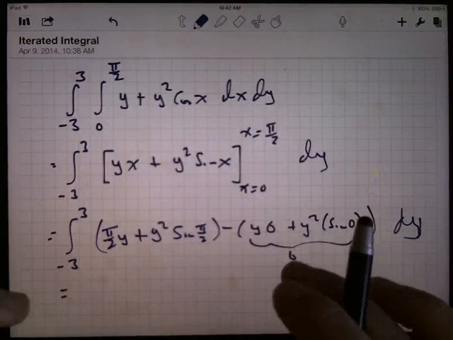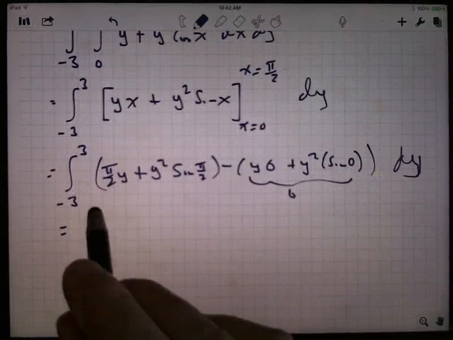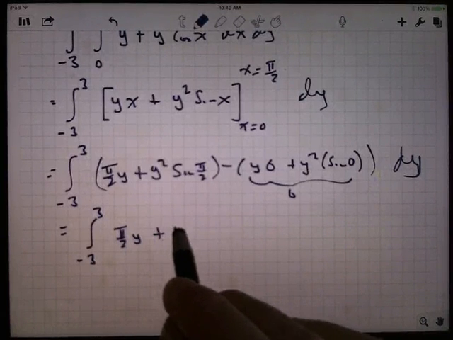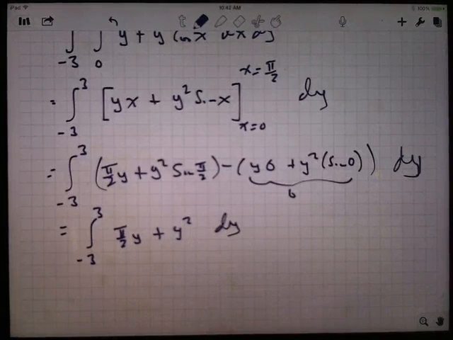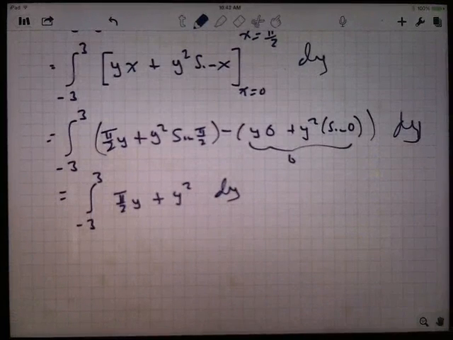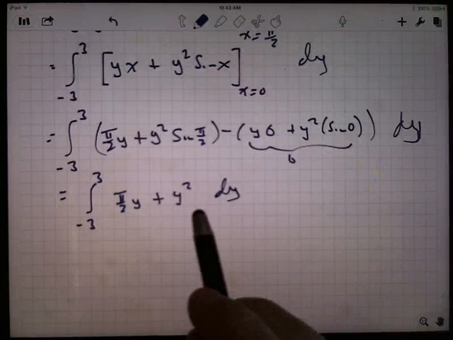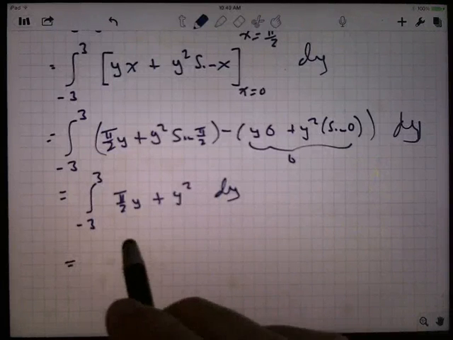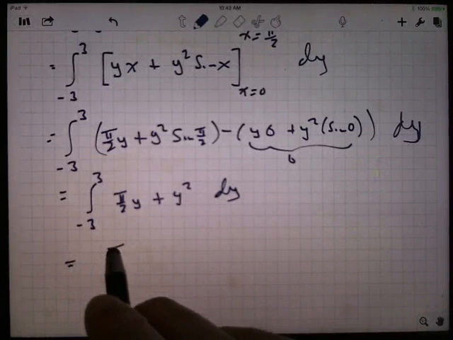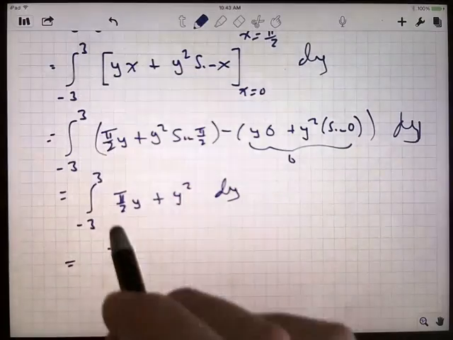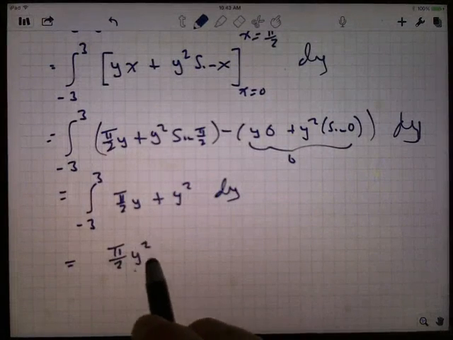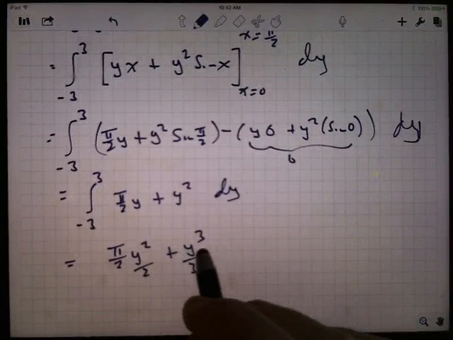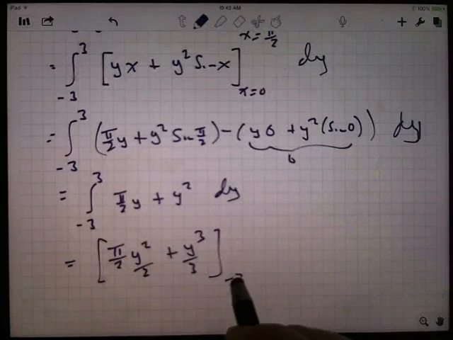So here I've just got the integral from -3 to 3 of pi over 2 times y plus y squared. Integrate with respect to y. Well, I can do that. Actually, at this point, I could plug this into my calculator, but let's do it by hand. This is pi over 2 times y squared over 2 plus y cubed over 3, and I'm evaluating that whole thing between -3 and 3.